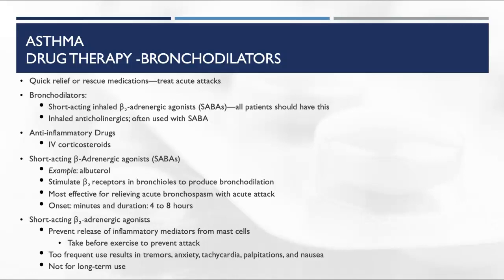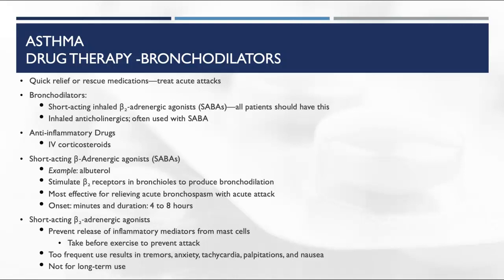Other medications include anti-inflammatory medications such as IV corticosteroids if they're in the hospital. Otherwise, they might be getting the prednisone at home. And the SABAs, as I mentioned, albuterol is an example. It helps to stimulate the beta-2 receptors in the bronchioles to help produce bronchodilation. It's very effective for relieving that acute bronchospasm with an acute attack. Onset is within minutes, and it can last up to 4 to 8 hours.